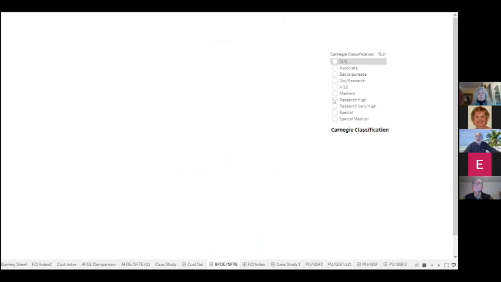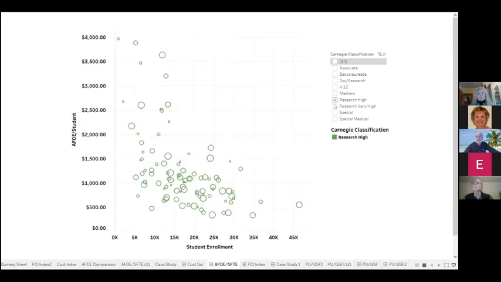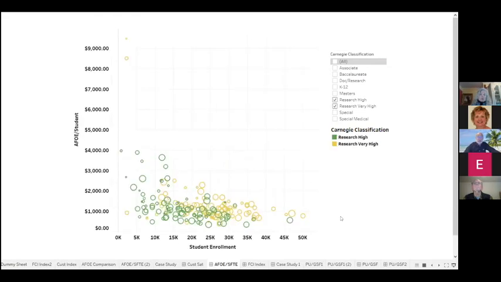And again, let's look at some of those research institutions and see how expensive they are for students. So here's, and interestingly, there's a very wide range, but it seems to be hovering around $2,000 or less per student attendee, almost regardless of the size of the institution. But as you get to have more students on campus, the cost per student goes down. Yes.